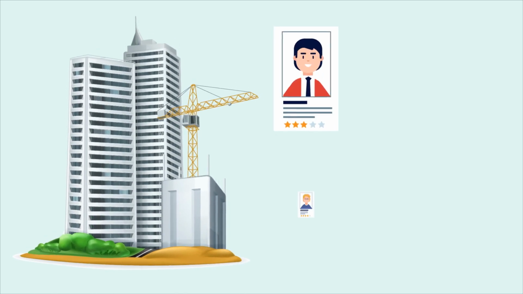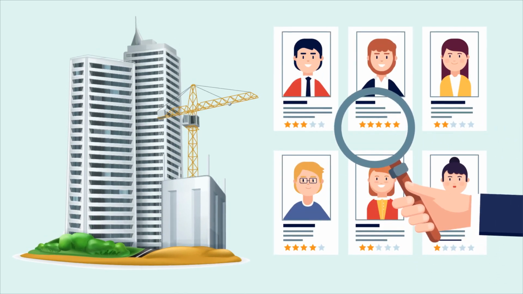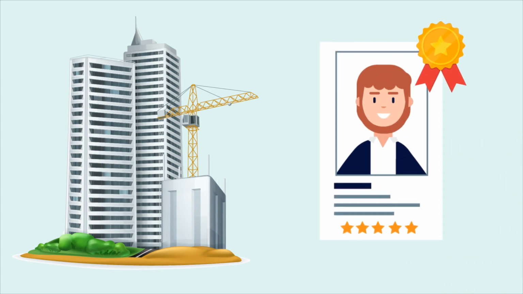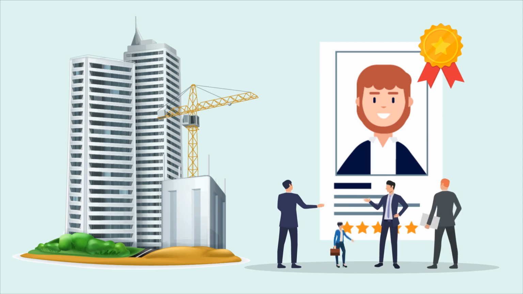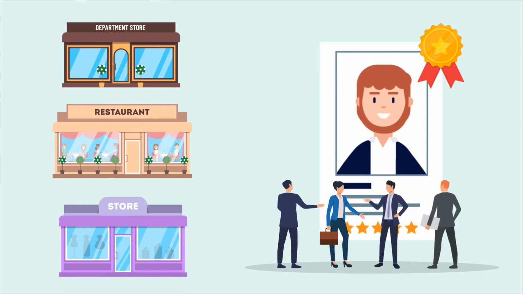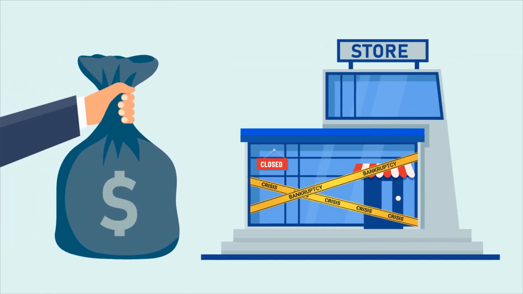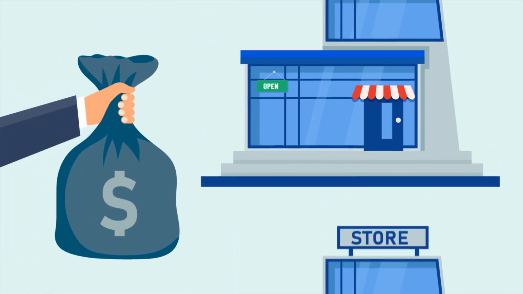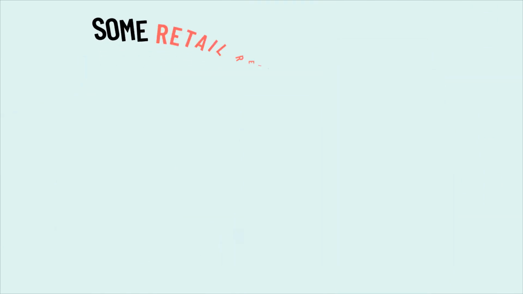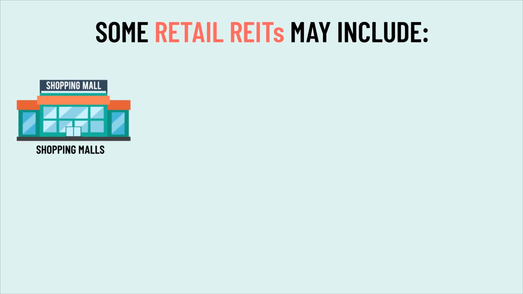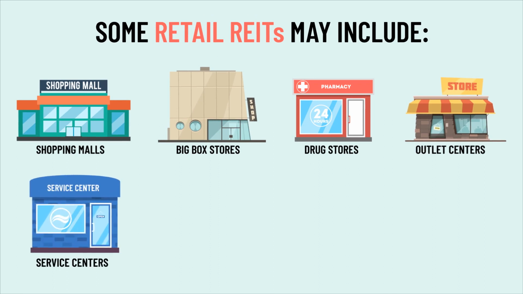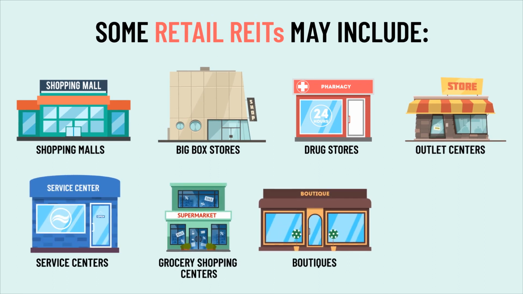When developing retail properties, most real estate developers focus on getting the strongest possible anchor tenant to become the first tenant in the building. Anchor tenants are often associated with prestige. Name recognition is a major attraction to customers and tenants, which may be a department store, retail chain store, or a home improvement store. A retail REIT can also purchase struggling retail properties such as shopping malls with the hope of turning them around and attracting desirable tenants who can meet their monthly rental obligations. Some retail REITs may include shopping malls, big box stores, drugstores, outlet centers, service centers, grocery shopping centers, boutiques, home improvement stores.